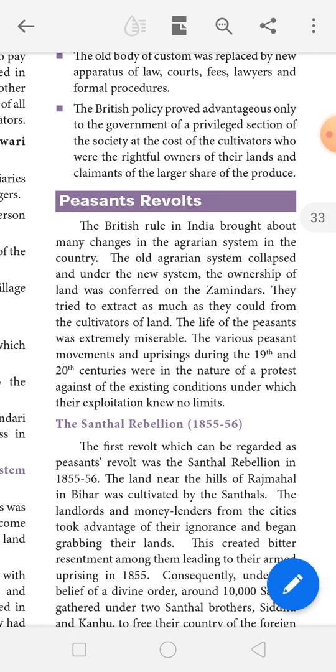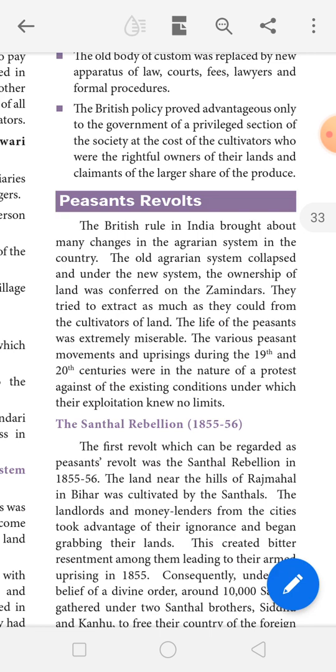So before the British rule, the farmers, the peasants were working very happily and silently. But after the British ruled in India, the British government brought so many changes, so many conditions. All the changes only benefited the British government and the zamindars who helped them. So who helped the British government? Not the farmers.